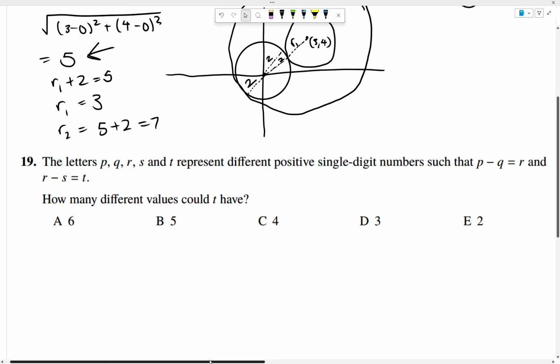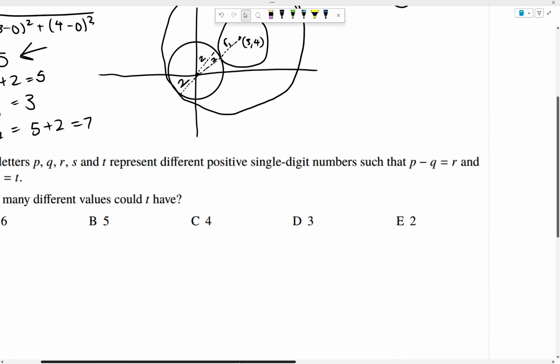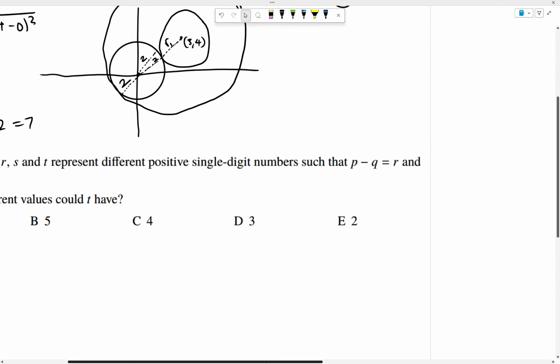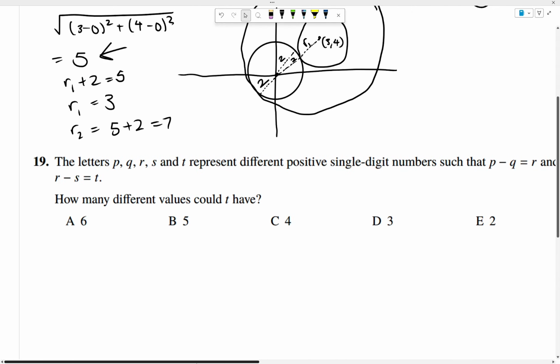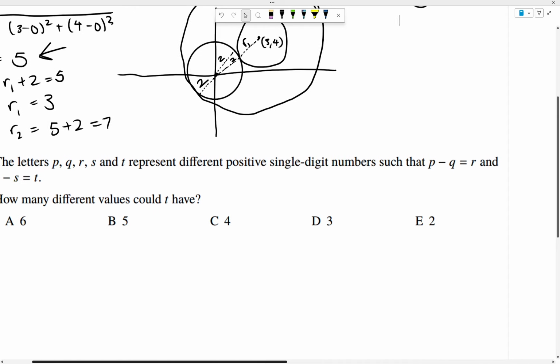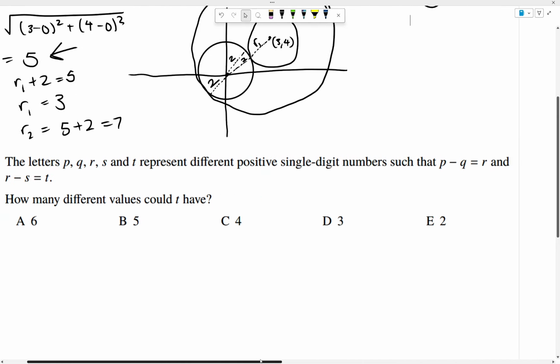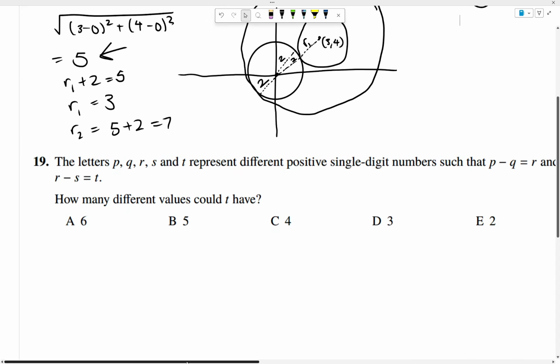The letters P, Q, R, S, and T represent different single-digit positive numbers, such that P minus Q is R and R minus T is S. So how many different values could T have? So the first thing I would do is just try and think and play around with a few numbers for P, Q, R, and S.